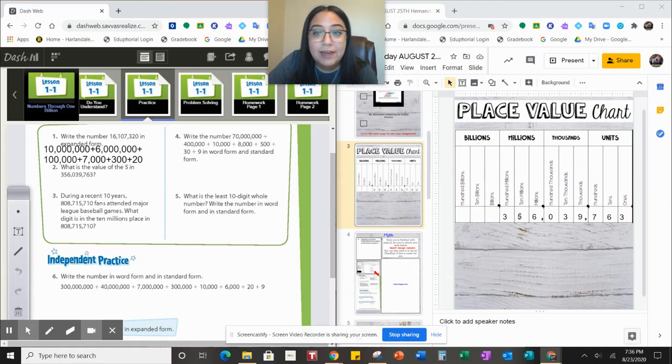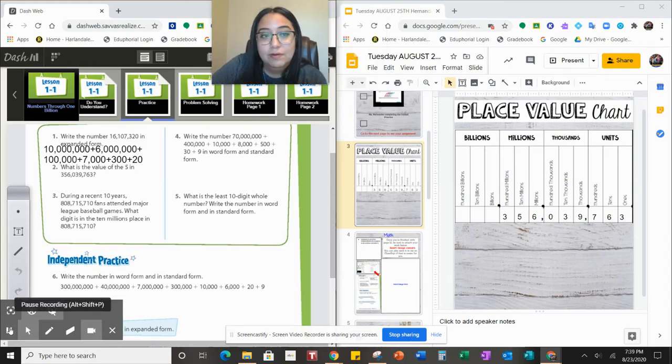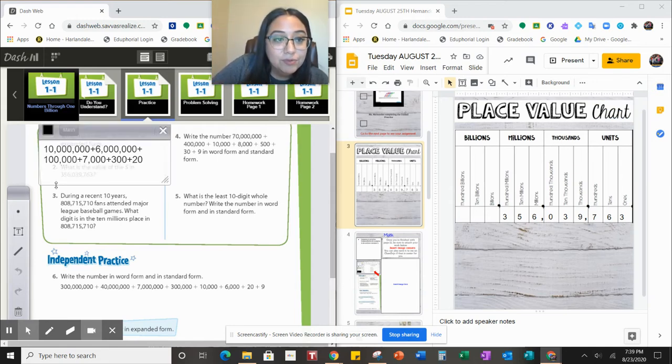So I'm going to look at the 5. So 5, I just have to ask myself one question. What place value is it in? So 5 is in the 10 millions. So if we have 5 10 millions, then that's 10, 20, 30, 40, 50. That's 50 million. So that's what we would put right there.